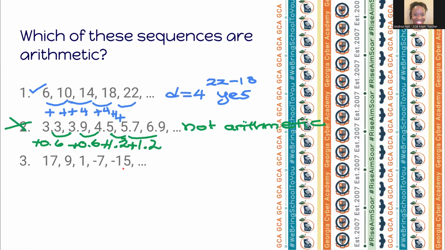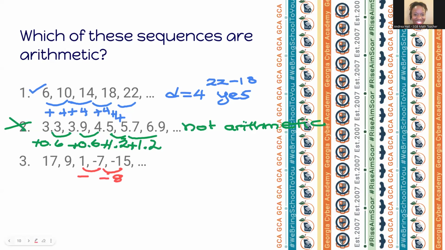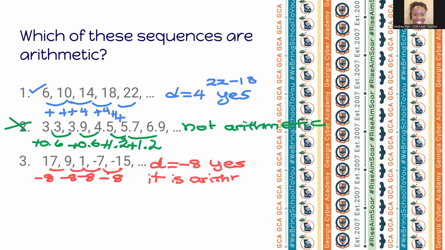Okay, so from here to here, minus 8. From here to here, minus 8. From here to here, minus 8. From here to here, minus 8. So yes, my common difference is a negative 8. Yes, it is arithmetic.